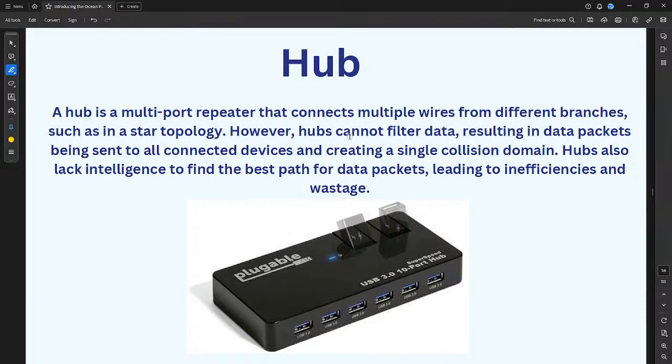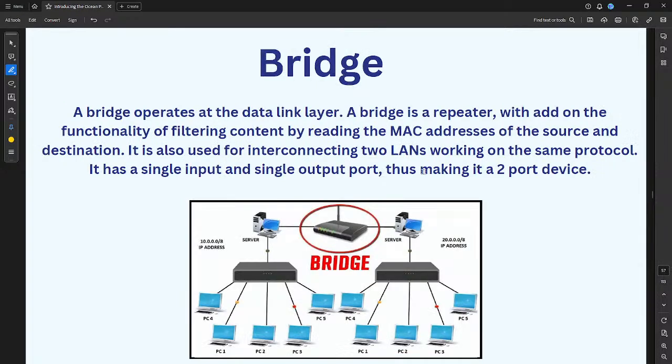We also have a hub, which usually is not as smart as a switch, but what it does is it's a kind of multi-port repeater that connects multiple wires from different branches, and of course, it follows this star topology concept. Now, however, hubs cannot filter data, resulting in data packets being sent to all connected devices and creating a single collision domain. Hubs also lack intelligence to find the best path for data packets. So when it comes to forms of multi broadcast, things like that, the hubs are not usually as smart as the switches.